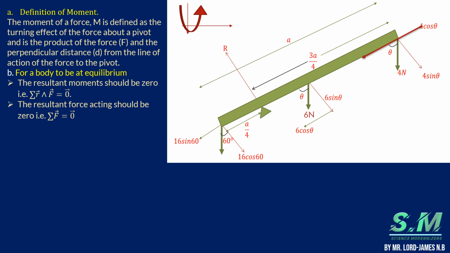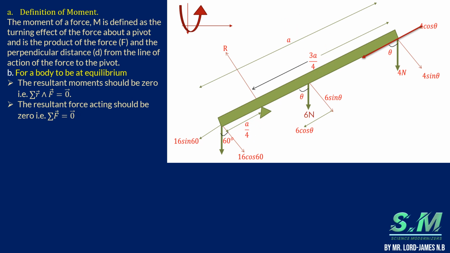And if we do the same with the angle 60 degrees, since this force is 16 newton, we are definitely going to have 16 sine 60 and 16 cos 60. Now the distance from the end of this beam right up to this pivot is A divided by 4, and since the total length is A, the length from the pivot right up to the other end will simply be A subtracted by this, which is going to give us 3A divided by 4.